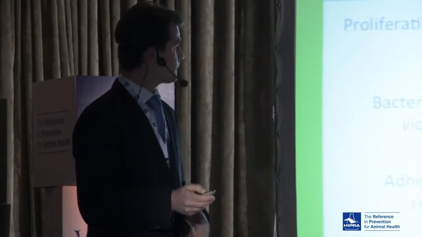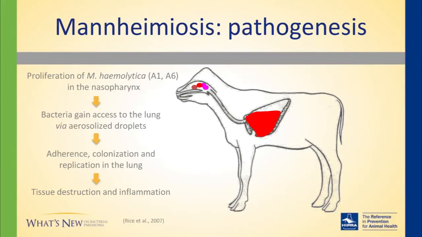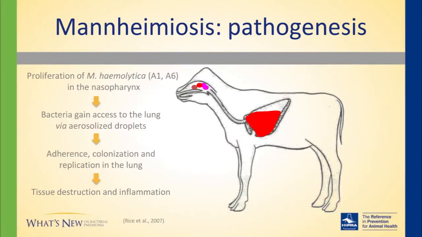Mannheimia hemolytica. As you already know, Mannheimia hemolytica is a gram-negative bacterium that can reside in the upper respiratory tract of healthy animals as a commensal organism. It is generally accepted that Mannheimiosis or shipping fever starts with the explosive proliferation of Mannheimia hemolytica serotype 1 and 6 in the upper respiratory tract. Then, the bacteria can get access via aerosolized droplets to the lungs, where, depending on the virulence factors and the host defenses, the bacteria can create inflammation and lesions.